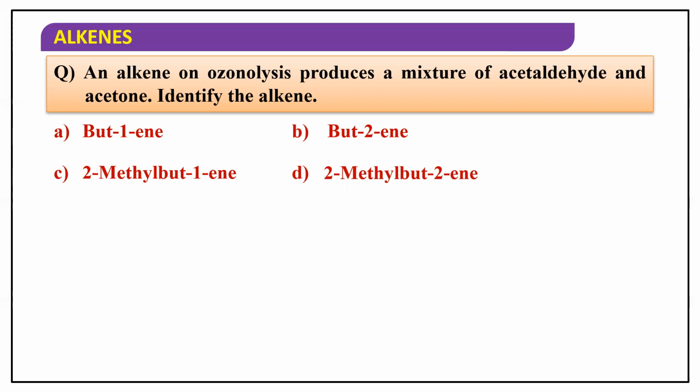Now you can clearly understand that in the previous 3 examples, we started with an alkene and you were asked to find out the end products. But in this question, they've given you the end products. From the end products, you need to go back and identify the starting alkene. So go ahead, do it.